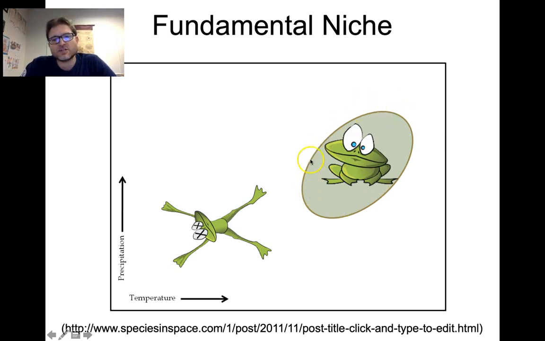Anyway, back to the fundamental niche. So if we're talking about a frog species, sorry to switch examples here from ants to frogs, but my slides are for frogs. So imagine that this range of temperature and precipitation conditions are all the conditions within which this frog can survive. And outside of those conditions, the frog is dead. So how are you going to find out this range of temperature and precipitation conditions within which the frog can survive?